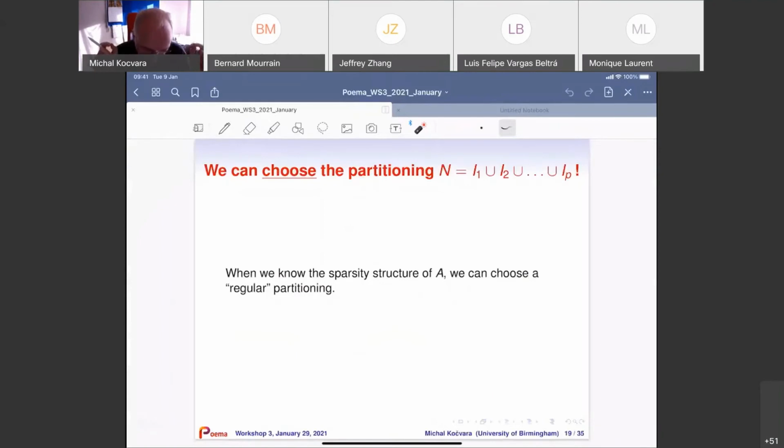So in particular, when we know the sparsity structure of the matrix, we can choose a regular partitioning. So we don't have to rely on some automatic extension of a non-Gödel matrix into a Gödel matrix. We can choose a regular extension, regular partitioning of that matrix. We will see it in the application in a few minutes.